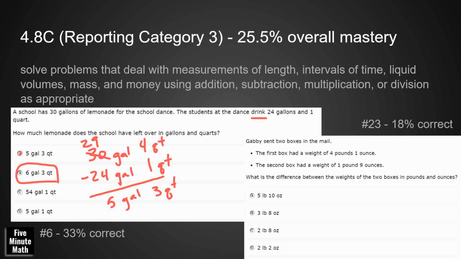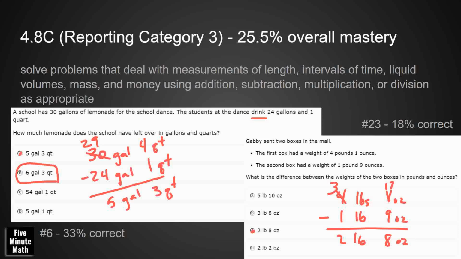And then we have the same thing here on number 23. Only 18% got this correct. We need to find the difference. So they just tell you straight up, subtract 4 pounds, 1 ounce, 1 pound, 9 ounces. If you need to regroup, that's fine, but remember this 1 pound is 16 ounces, so that turns into 17. So 2 pounds, 8 ounces. So our answer here is C.